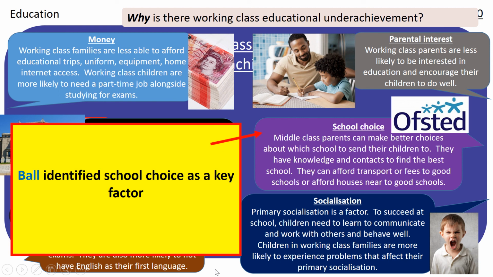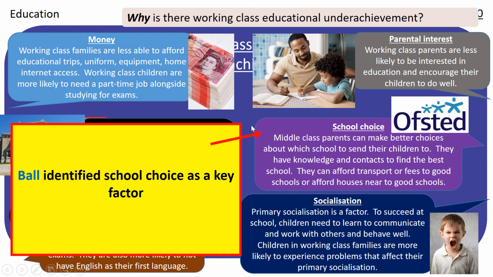The other researcher you need to know is Ball. Ball identified school choice. This idea that you can read the Ofsted report and find out how good a school is. You can look up the school's exam results and work out how good they are. You can do your research into whether the results have been getting better over the last 5 years or getting worse over the last 5 years, whether they've had a new head who's improved the results.